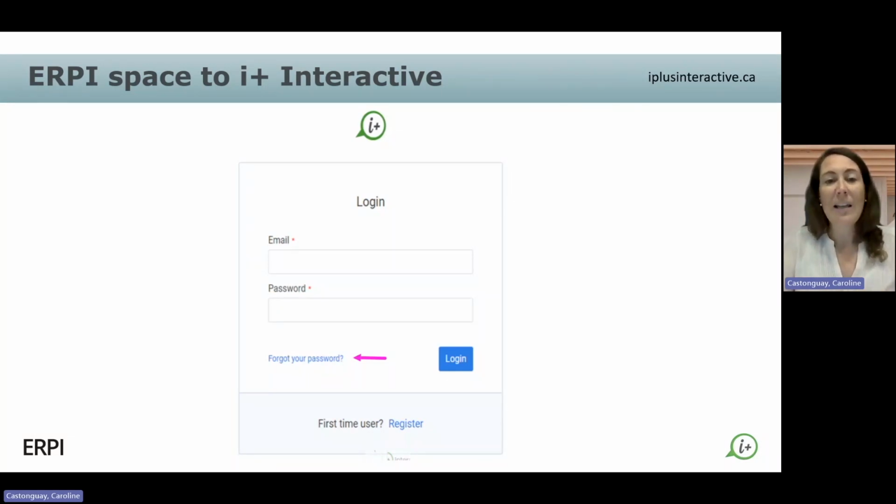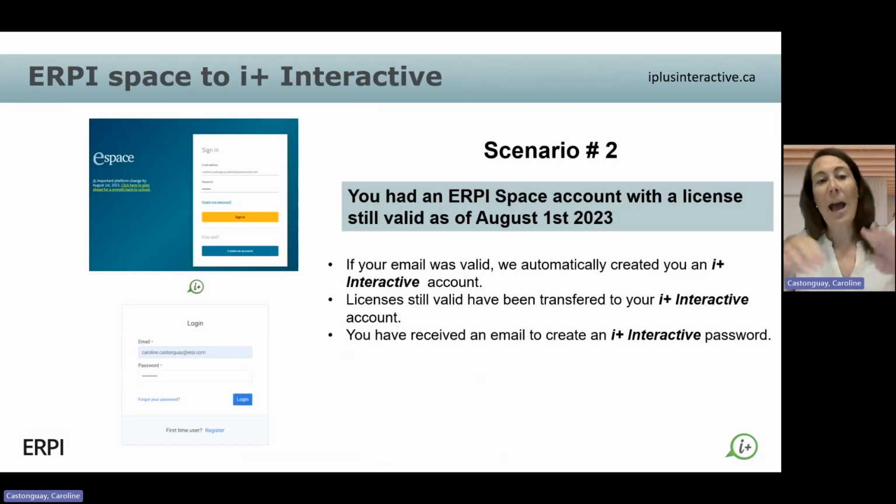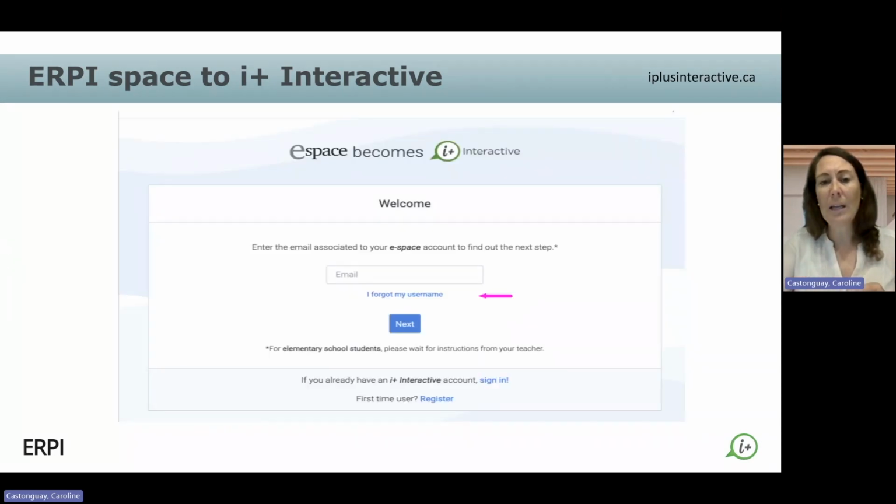All right. The second scenario that might apply to you is that you had a product still valid on your ERPI Space, but you did not have an account created on the I+ Interactive before you left for summer vacation. So what we did is we created an account for you automatically, and we sent you an email, which you received most probably at the end of July, beginning of August, and it was asking you to actually create a password.